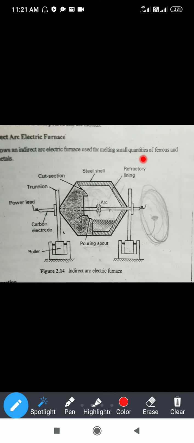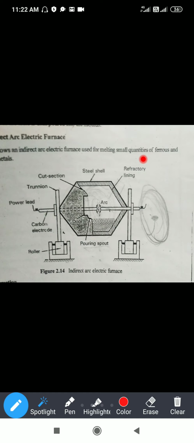Why is it called an indirect arc furnace? In a direct arc furnace, the electrodes come into direct contact with the raw material. That means the material which is to be melted, the iron which is to be melted for casting, either ferrous or non-ferrous. The electrodes come into direct contact with that alloy or base metal.